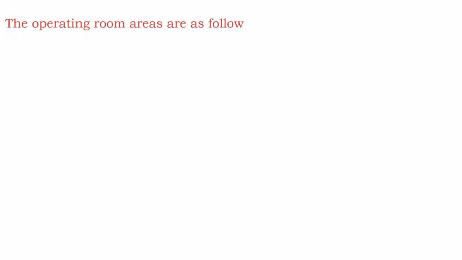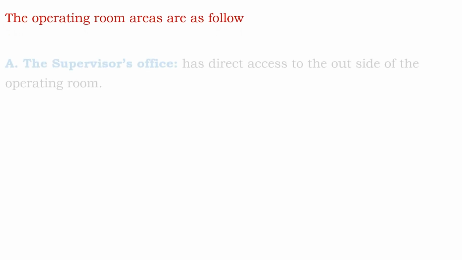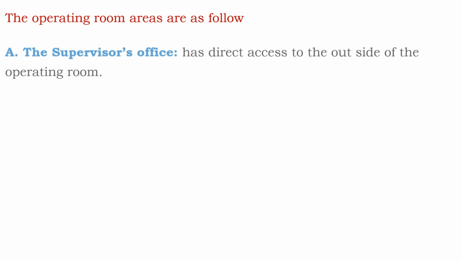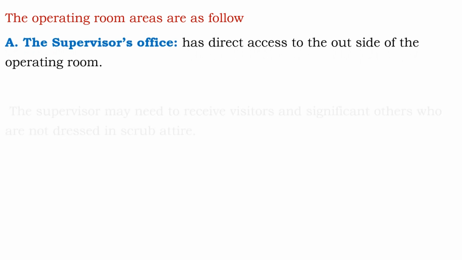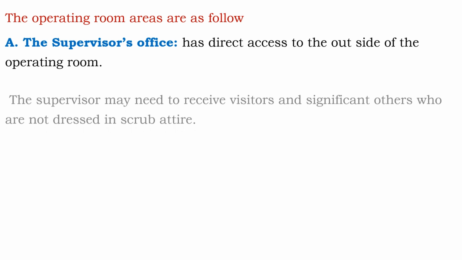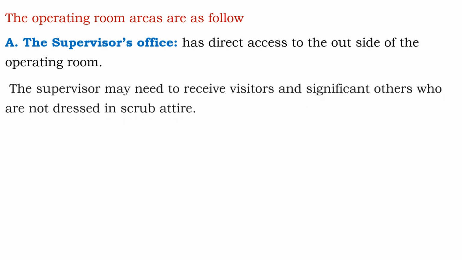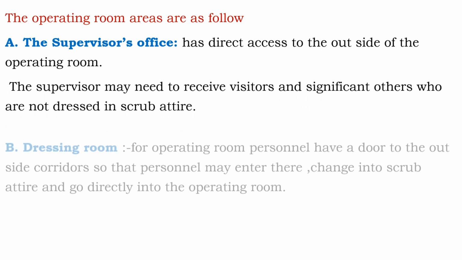A. The supervisor's office has direct access to the outside of the operating room. The supervisor may need to receive visitors and significant others who are not dressed in scrub attire. B. Dressing room. For operating room personnel, it has a door to the outside corridors so that personnel may enter there, change into scrub attire, and go directly into the operating room.